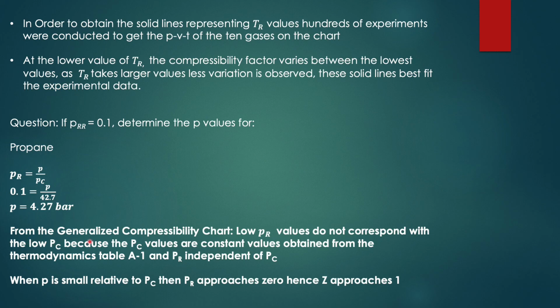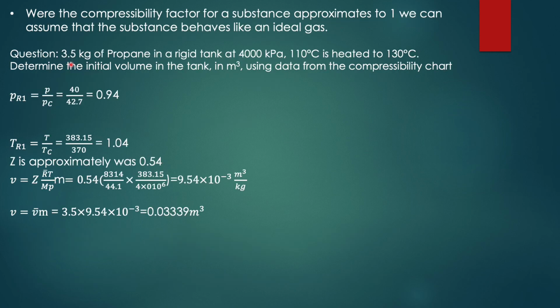From the generalized compressibility chart, low PR values do not correspond with low PC values because the PC values are constant values obtained from the thermodynamics table A1, and PR is independent of PC. When P is small relative to PC, PR approaches 0, hence Z approaches 1, which is part of our ideal gas. Moving on to this question.